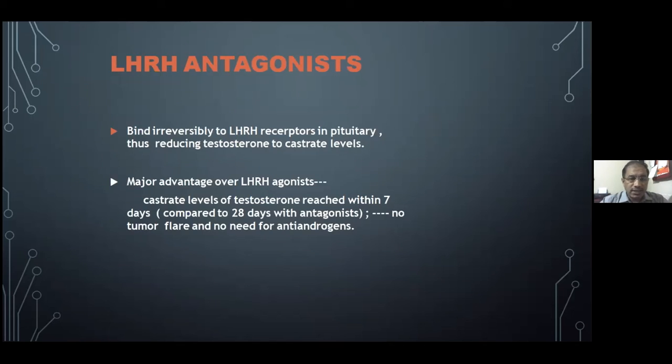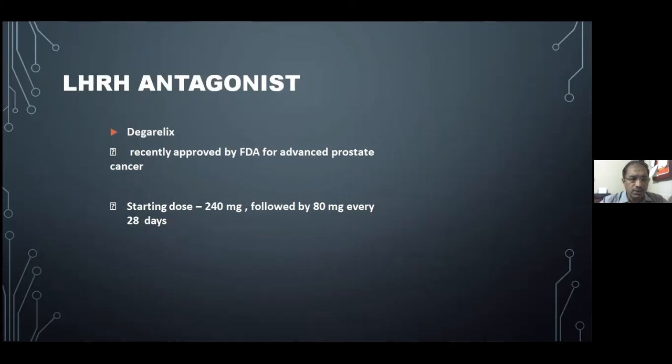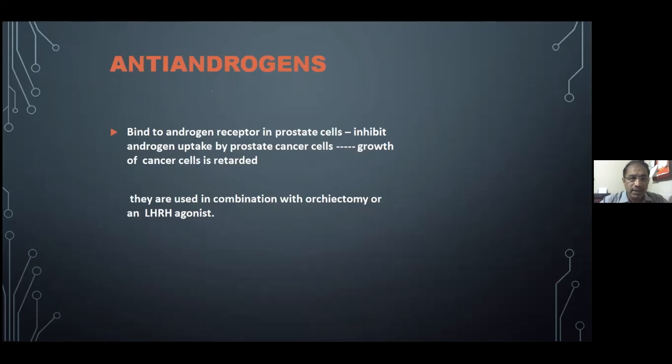Now, LHRH antagonists bind to the LHRH receptor in the pituitary, thus reducing testosterone to castrate level. The major advantage is that castrate level testosterone is reached within 7 days, as compared to 28 days what we see in agonists. An example is degarelix. It has been recently approved by the FDA for advanced prostate cancer, starting dose 240 milligram followed by 80 milligram every 28 days.